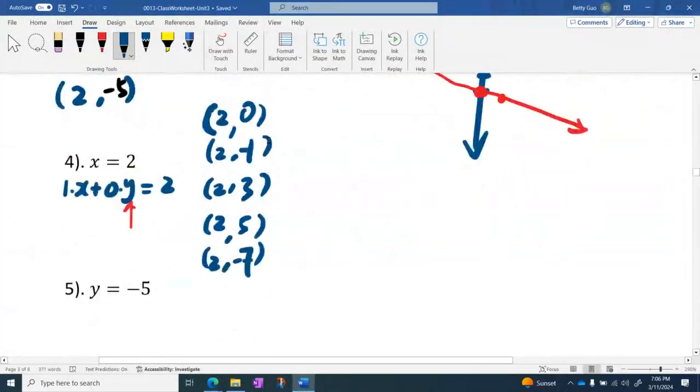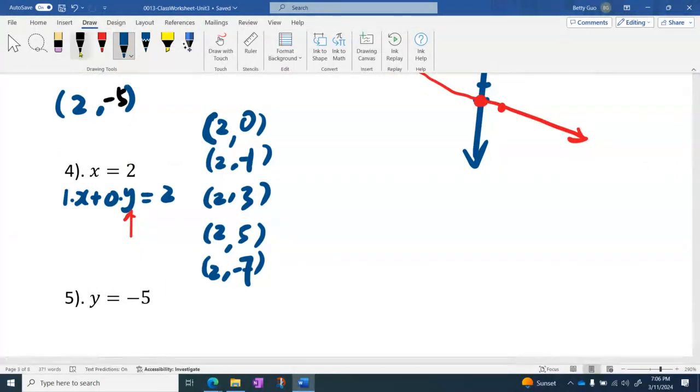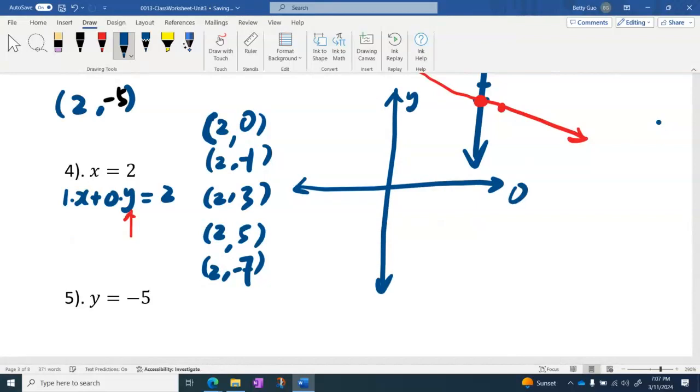Okay, so we found 1, 2, 3, 4, 5 solutions. Let's plot them on the rectangular coordinate system. Let's see, do we have any pattern? So the x-y plane. Okay, (2, 0). (2, 1), (2, -1): to the right 2 units, go down 1 unit. (2, 3): to the right 2 units, go up 3 units. (2, 5). (2, -7).